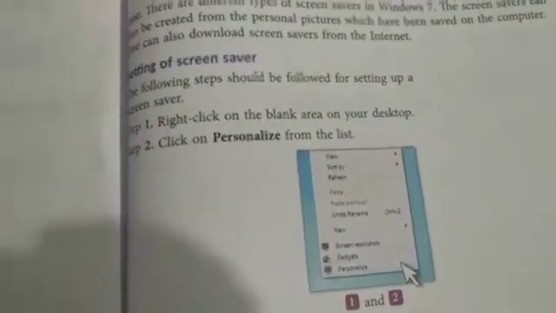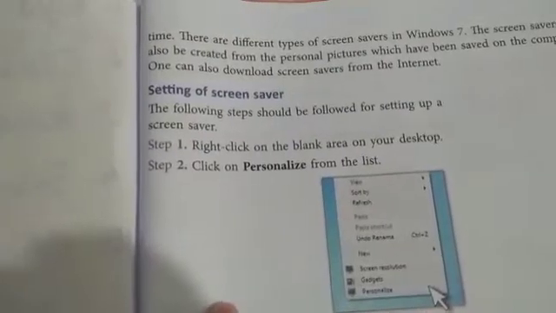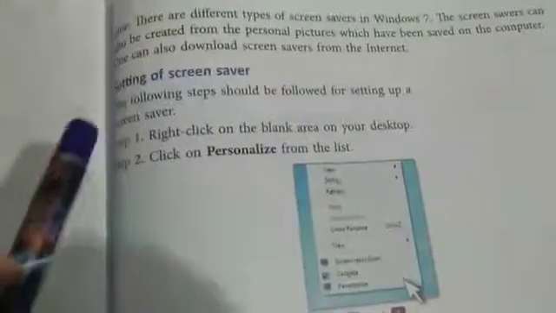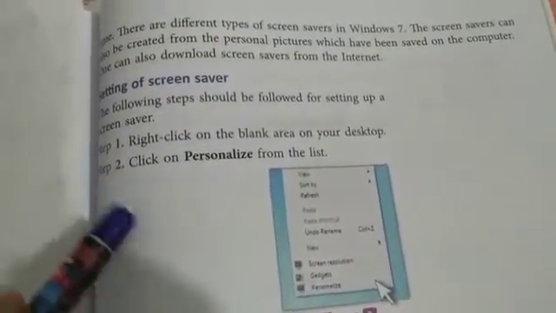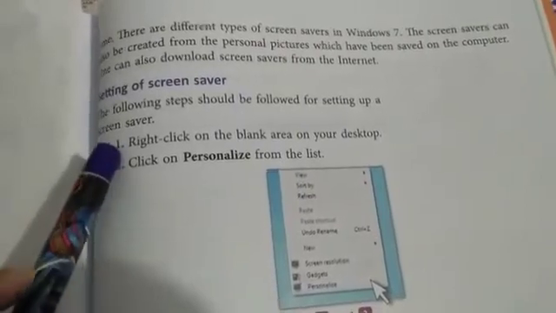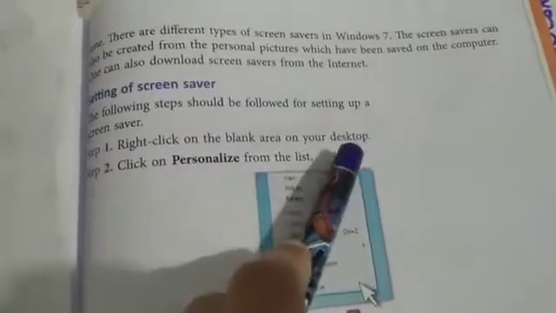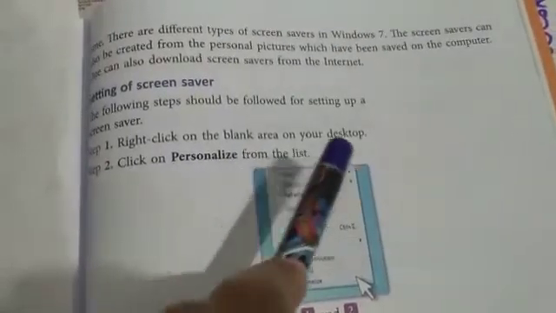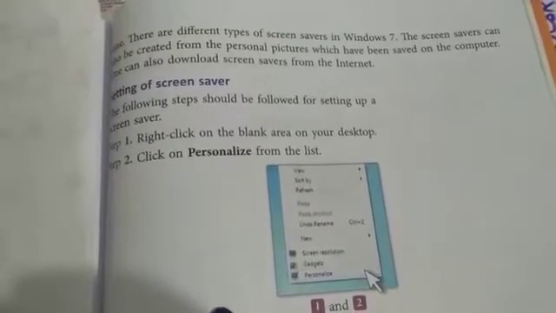Now we are going to learn how to set a screensaver in your computer. The following steps should be followed for setting up a screensaver. How will you set a screensaver? Steps are given here, and one by one I am going to tell you. First, right click on the blank area on your desktop. Then click on personalize from the list. A list will open, and from that you will select personalize.